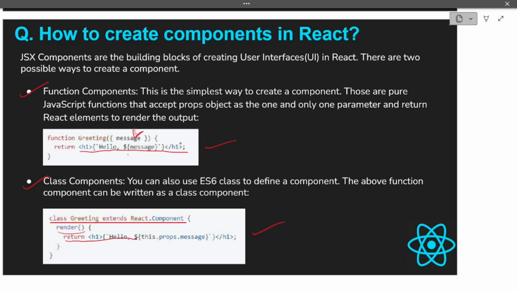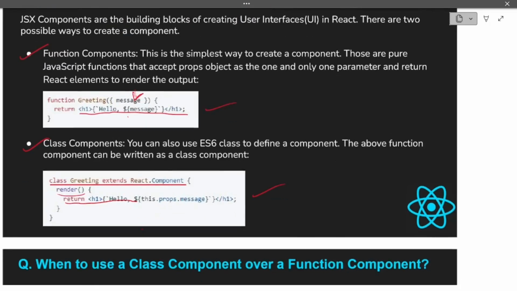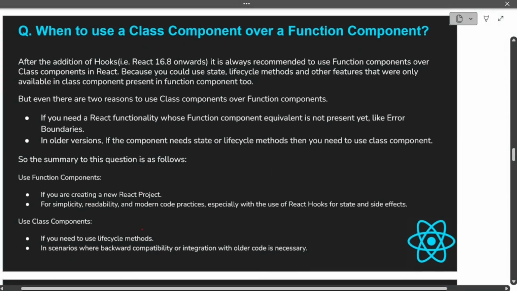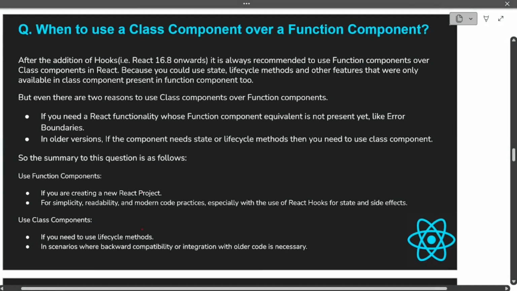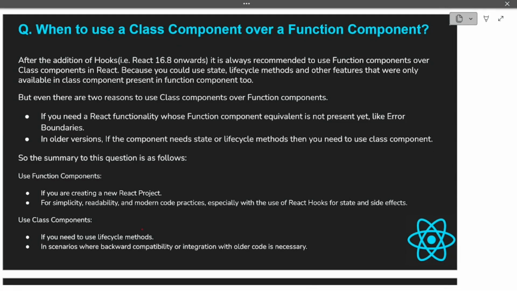Now we have written the same component in two different ways, a functional component way and a class component way. Let's move on to the next question. When to use a class component over a function component? You must also have always had this doubt, right? When exactly do we have to use it? There is a lot of confusion because functional components are very easy to write and understand, but we always hear that we have to learn both class-based and functional components. So what's the need for class components when we have functional components in place? Let's see the answer for that.